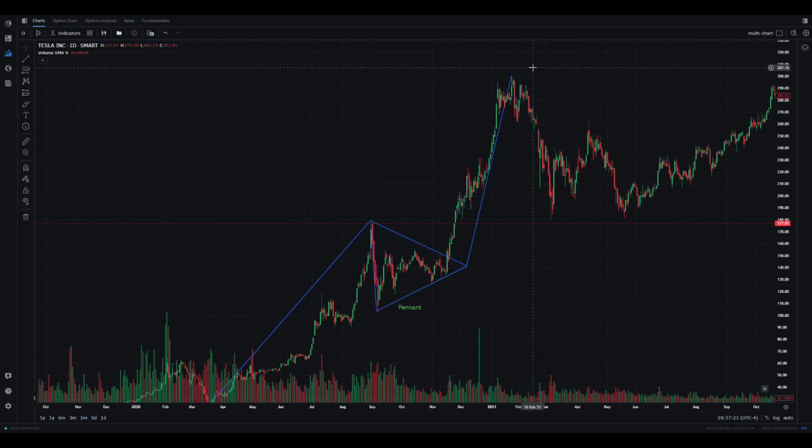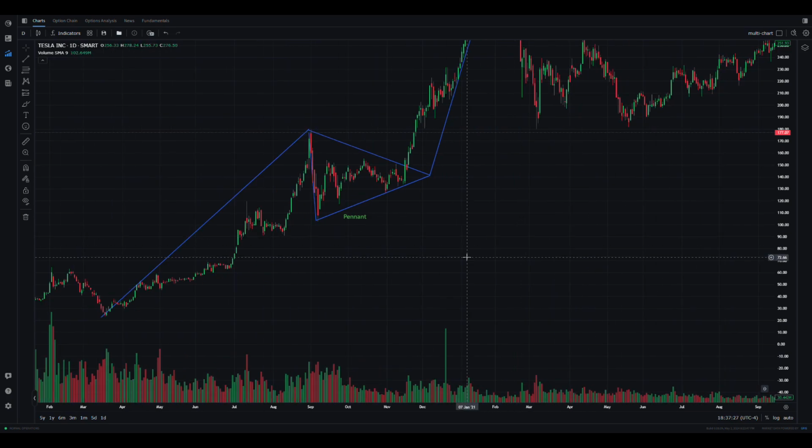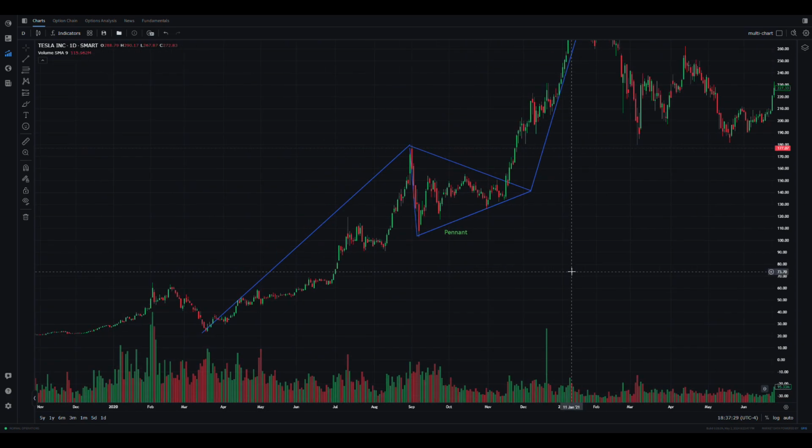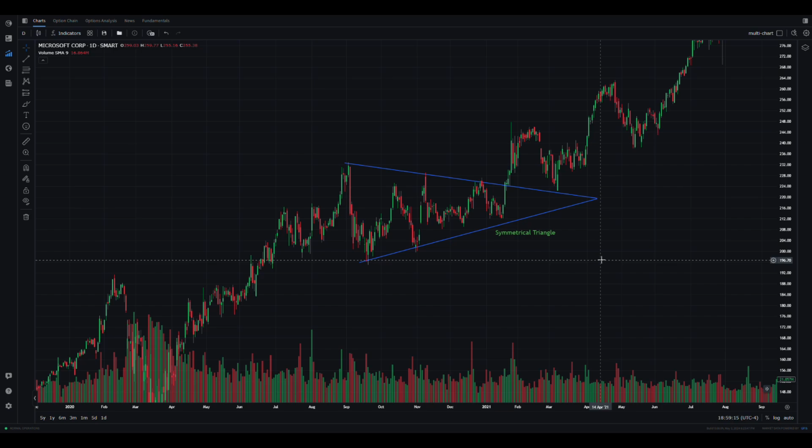While flag and pennant patterns can provide valuable signals, it's essential to wait for confirmation before entering trades. Confirmation typically involves waiting for the breakout to occur and ensuring that it is accompanied by sufficient volume, signaling genuine market participation. Symmetrical triangle. Symmetrical triangles are chart patterns that represent a period of consolidation in the market.